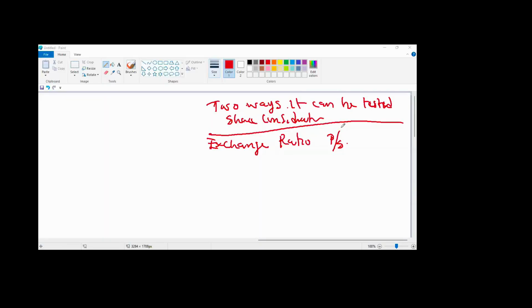Share consideration. How can it be tested in exam? It's two ways. The first way is to give an exchange ratio. The second way, issue direct. But what are the things to know when it is share consideration?